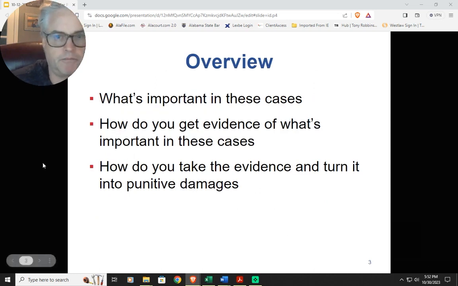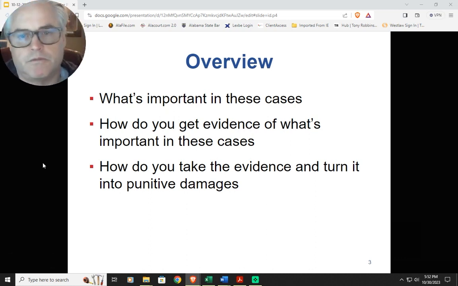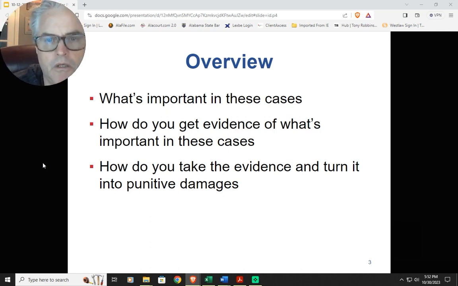Now, if this is working correctly, we're going to talk about the overview of these cases. In essence, what is it that we're trying to do? Really, what we're looking at with these cases is how do we turn these into the types of cases that we can take in front of a jury. So we're looking for what's important in the cases, how you get the evidence of what's important in your cases, and then what we do with the evidence when we have it.